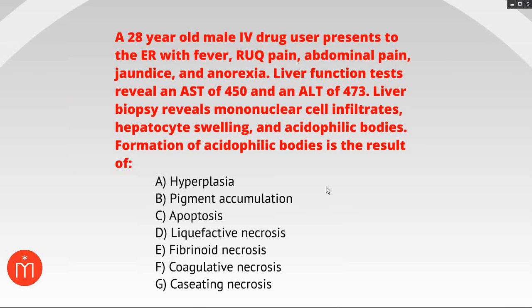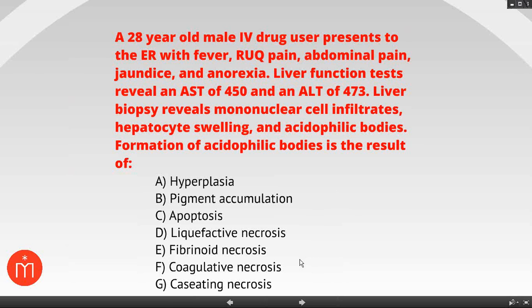And also we have acidophilic bodies. Now, this term may be the most confusing to most of you out there, so of course that is what the question will be asking us. The question is, formation of acidophilic bodies is a result of what? So without going into what this is now, we're going to come back to this a little later.